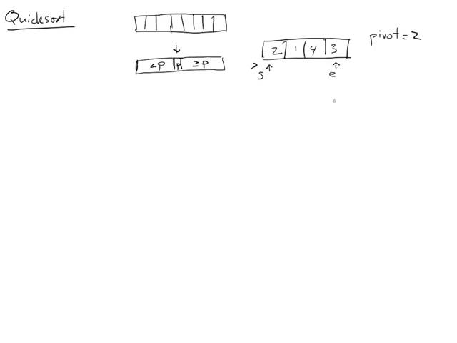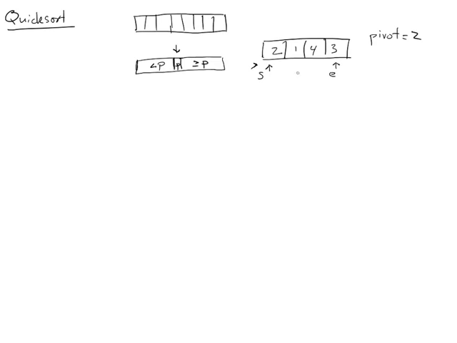Now the idea is we want to move S up the array as long as the value at the index of S is less than the pivot. Then we want to pull E down the array while the value in the array is greater than the pivot. We want to do that because if it's less than the pivot, we know it's going to stay on the left side. If it's greater than the pivot, we know it's going to stay on the right side.